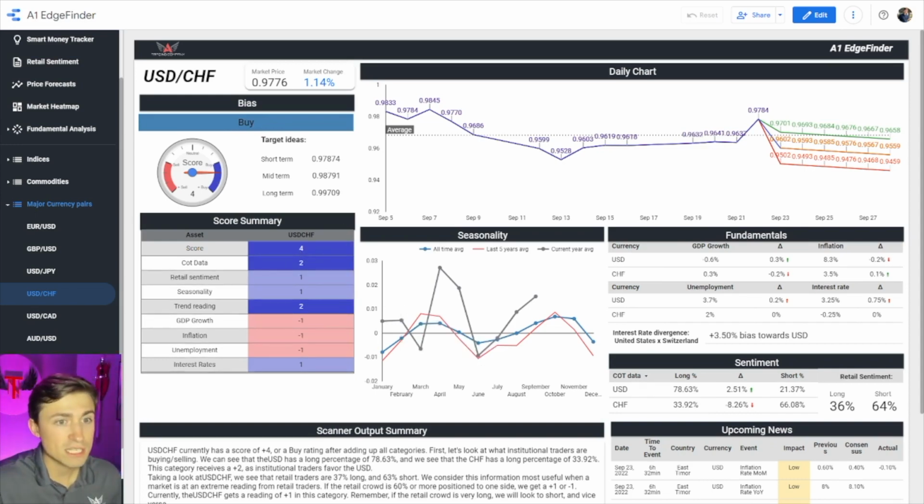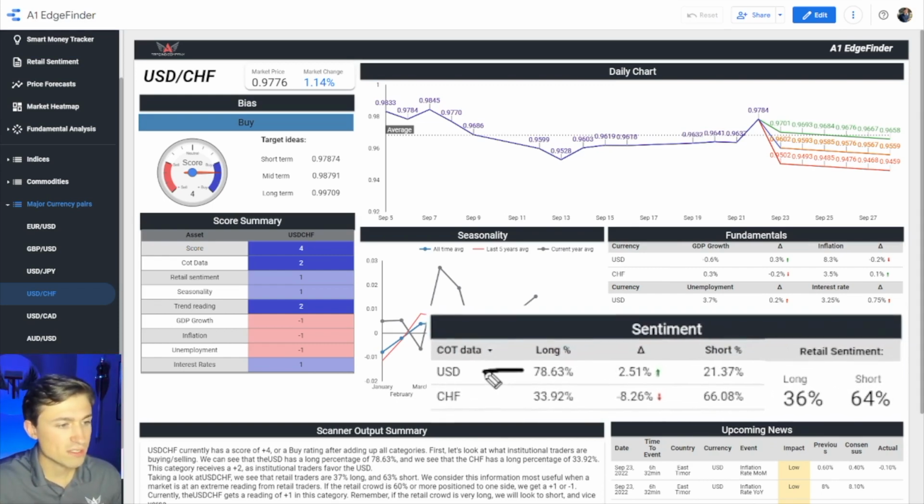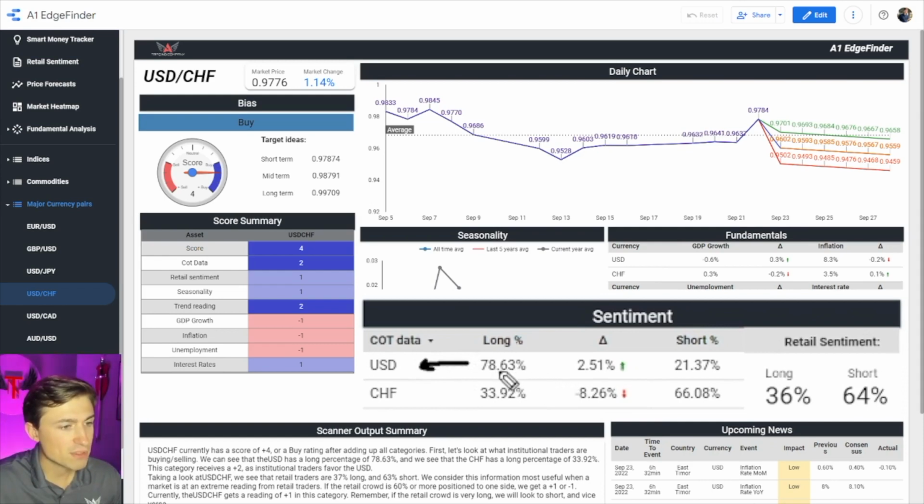So if we take a look at COT data, we can zoom in on this one here. What you'll see is that from the CFTC, we get a weekly report that tells us the positioning of large players like hedge funds and small banks on particular assets. When we zoom in on the US dollar specifically, we can see that 78% of those contracts are on the long side of the dollar, which is a huge bias towards smart money buying the dollar. Conversely, if we take a look at the CHF, only roughly 34% are long, whereas a whopping 66% of institutional money is on the short side of the trade.